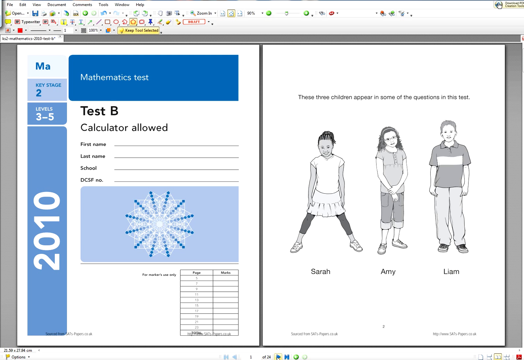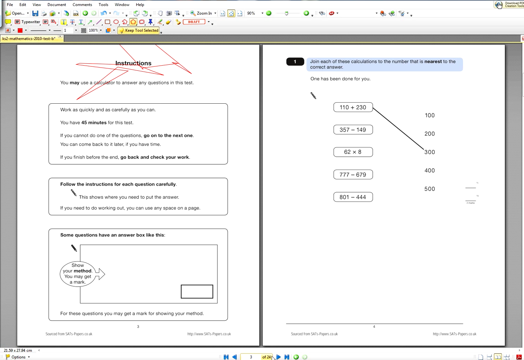Right, here we go. Ignore these little zigzags here. It goes, join each of these calculations to the number that is nearest to the correct answer. I will put some answers on there for you now, so please bear with me. So we have 357 minus 149 will go to 200. You need to make sure you get each element right to get the full 2 marks.